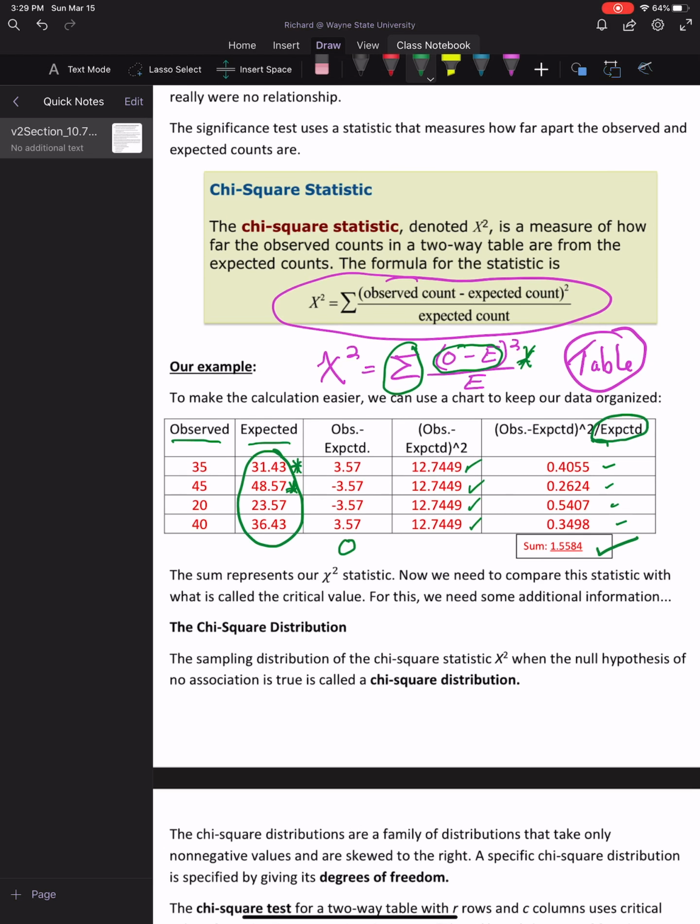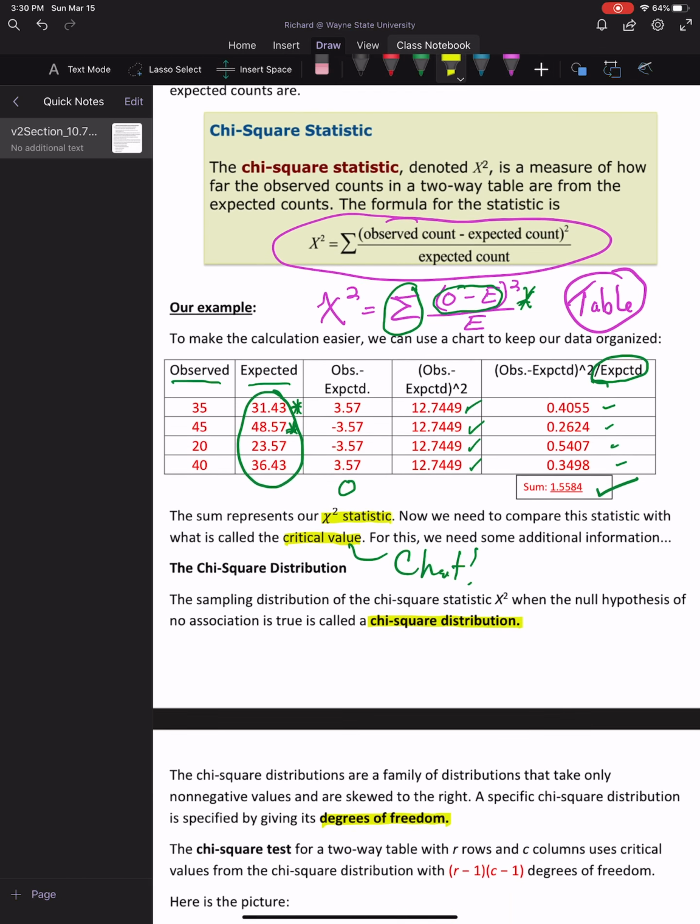So once again, that sum represents the value of this test statistic, and we have to compare that with the critical value. Remember, the critical value comes from the chart, right? In order to read things off of the chart, we need our degrees of freedom. Hopefully you remember with the chi-square distribution, we have to use degrees of freedom.